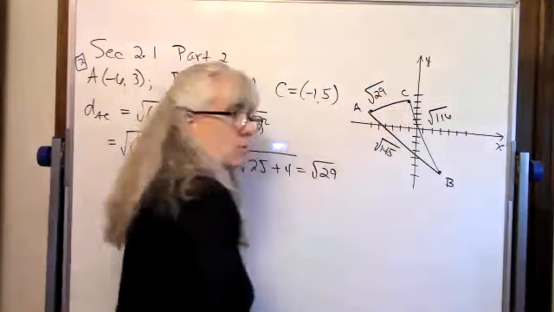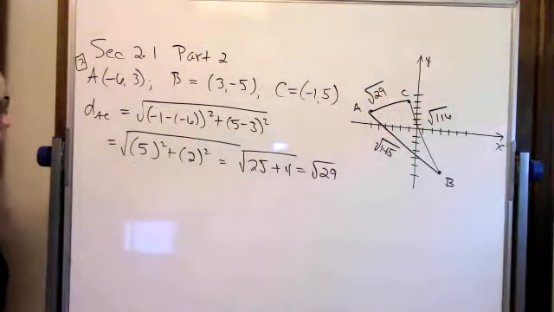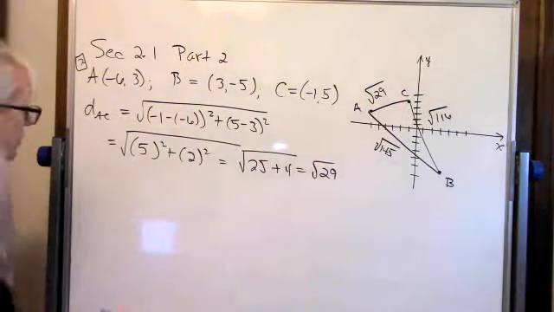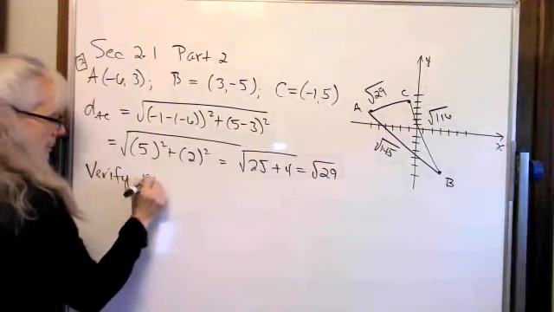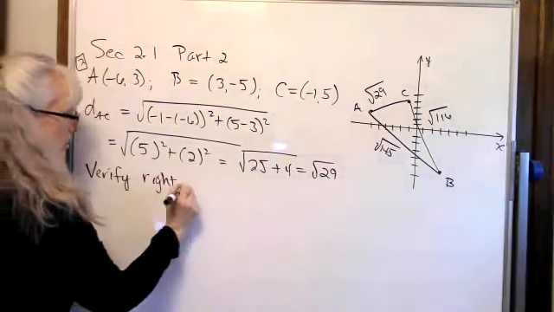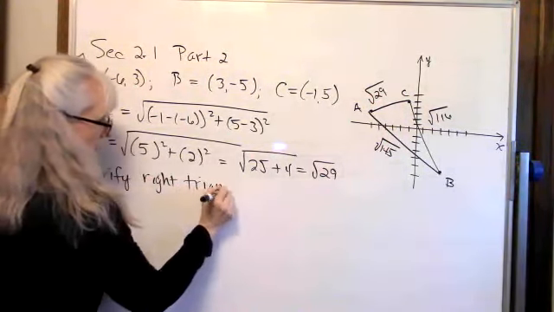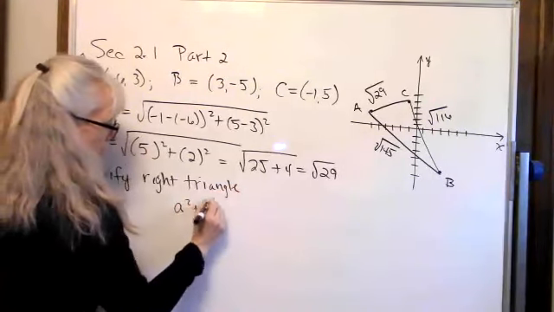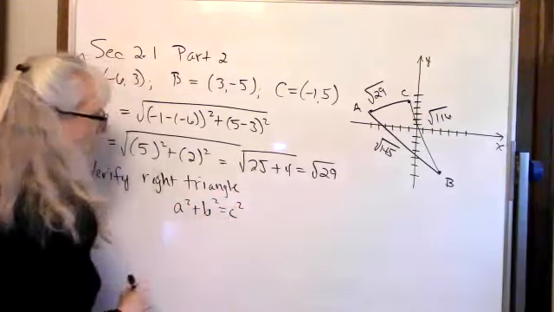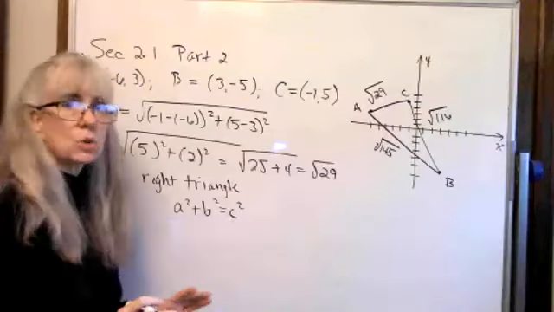Because it's the right triangle. So, okay, we now have the three side lengths. Now we're going to go verify. So here's the verification. We're going to verify that it is a right triangle. In other words, a squared plus b squared should equal c squared. Now, the only one that matters is which side is c. C is always the longest side.